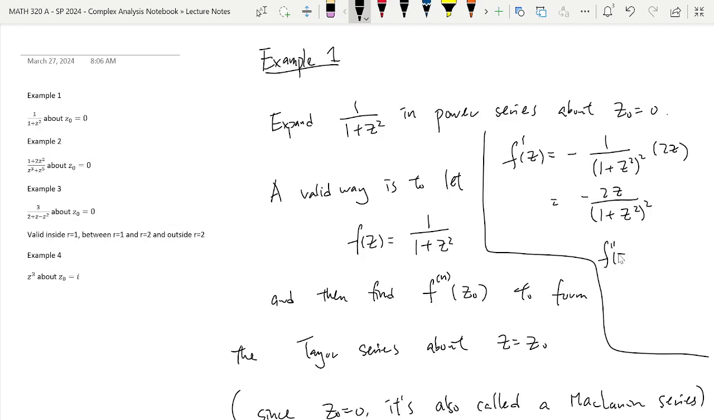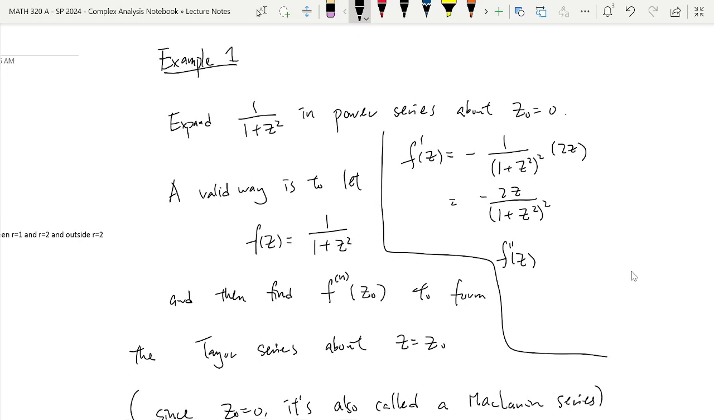f double prime of z. So you can use the quotient rule. Keep the negative sign outside. Then you have the denominator to power 4. And then copy the denominator. I think my line is not long enough. Let's pretend, squeeze it in. And then differentiate the numerator: z squared plus 1, minus 2z times the derivative of the denominator, which is 2z again.